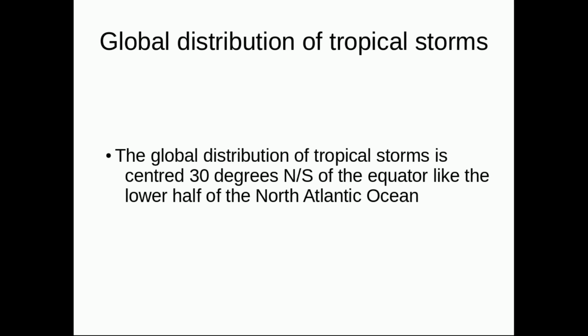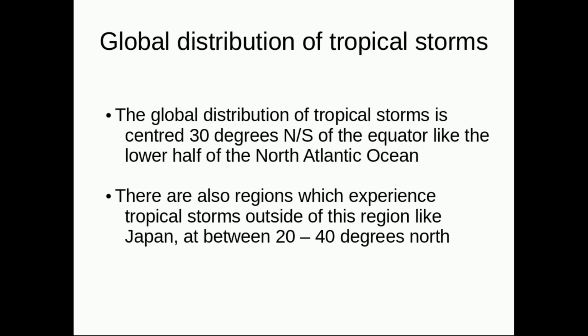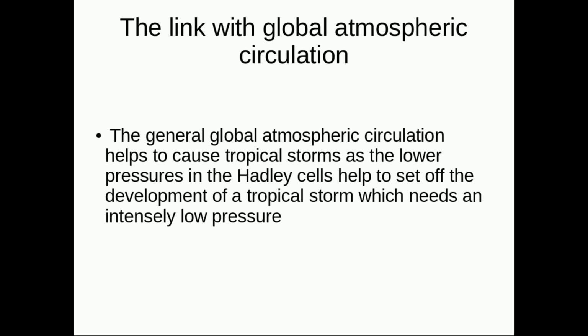The global distribution of tropical storms is centered 30 degrees north and south of the equator, like the lower half of the North Atlantic Ocean, or sometimes the latitudes at which Japan is at, between 20 to 40 degrees latitude. You will have to understand how the global atmospheric circulation helps to cause tropical storms, as the lower pressures in the Hadley cells help to set off the development of a tropical storm, which needs an intensely low pressure.